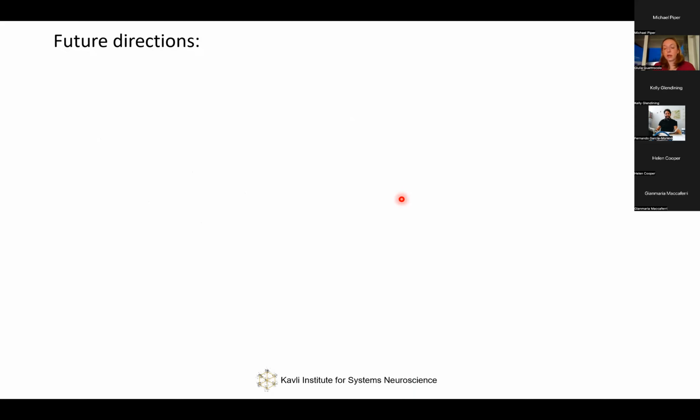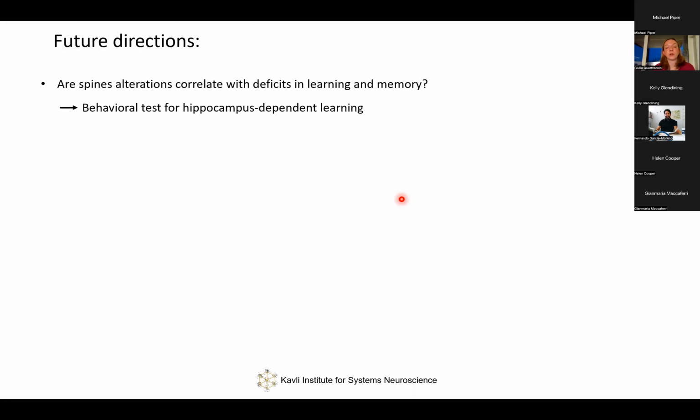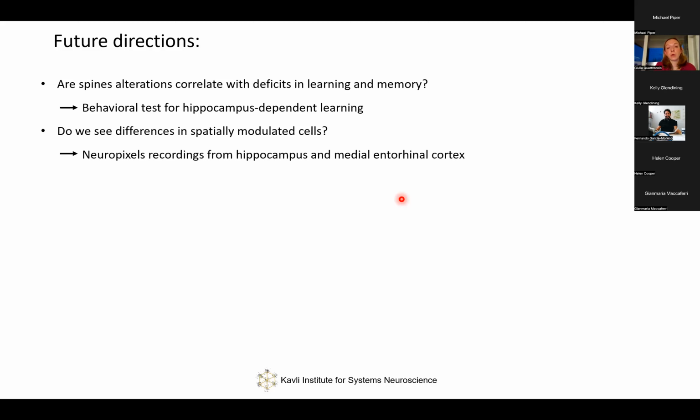So hopefully I still have one last minute. I just want to throw at you some of the future directions that we're working on in the lab. So one of the things that we want to understand is what behavioral changes we can observe. So for example, are the spine alterations correlated with deficits in learning and memory? And so therefore, Ingvild in my lab is now performing behavioral tests for hippocampus-dependent learning. We also want to record from spatially modulated cells. We know that there are place cells in the hippocampus and grid cells in the medial entorhinal cortex. So we will implement Neuropixels recording for these experiments.